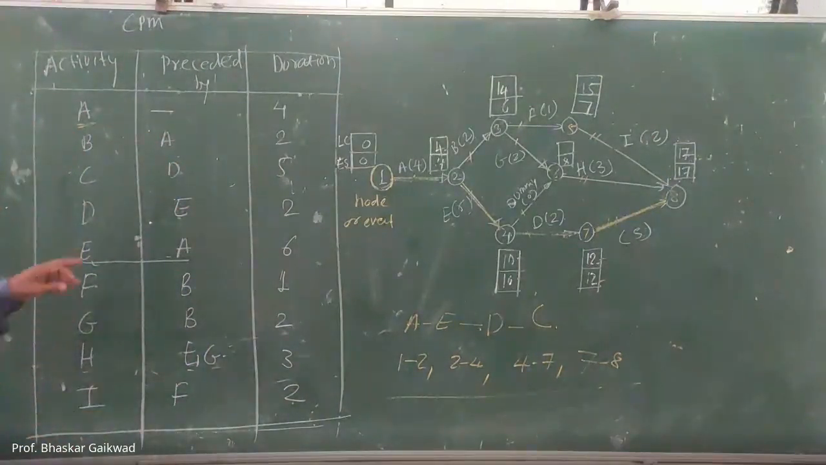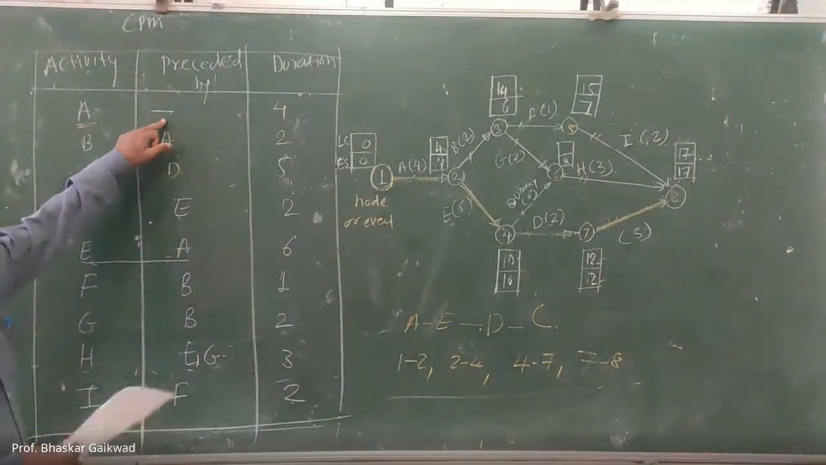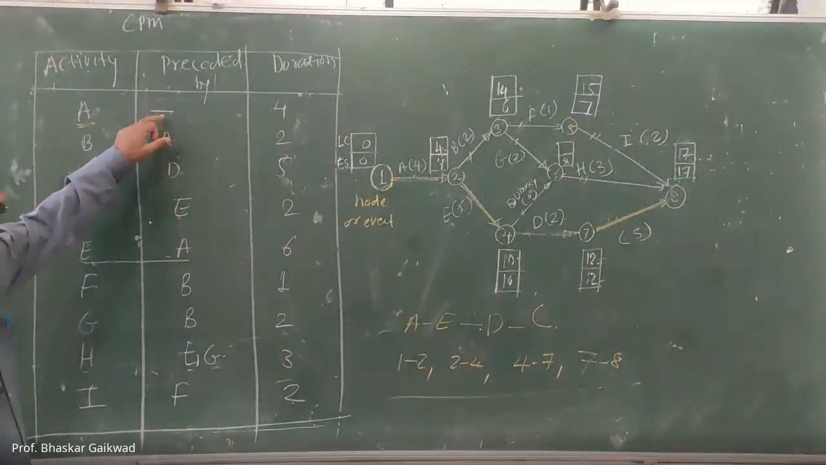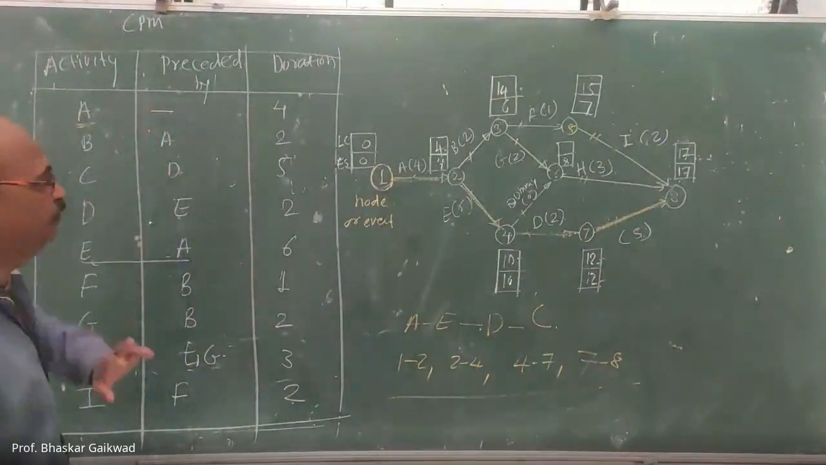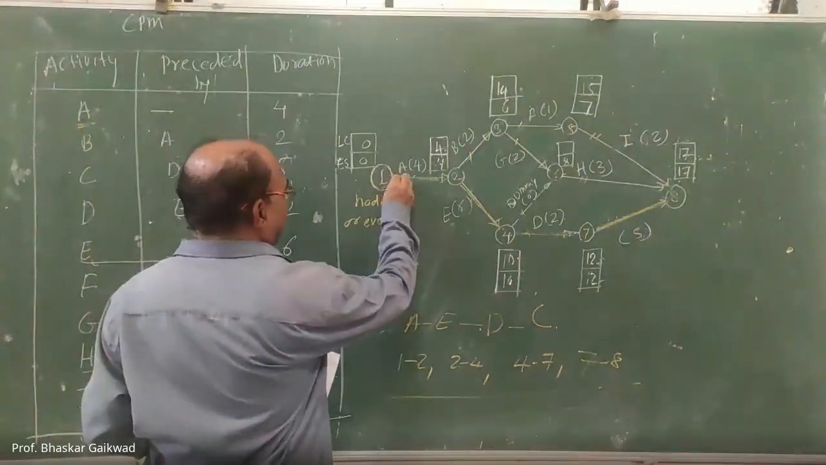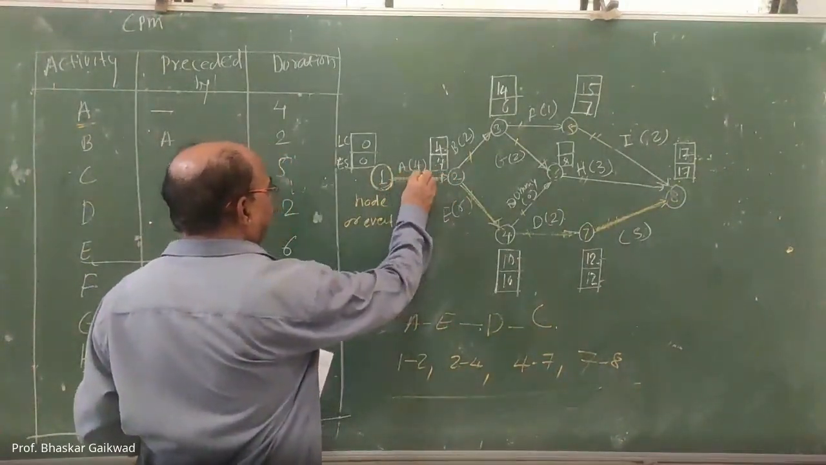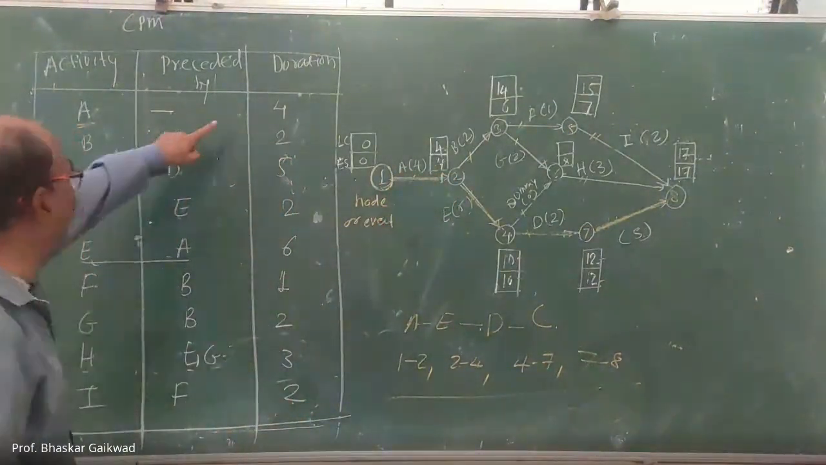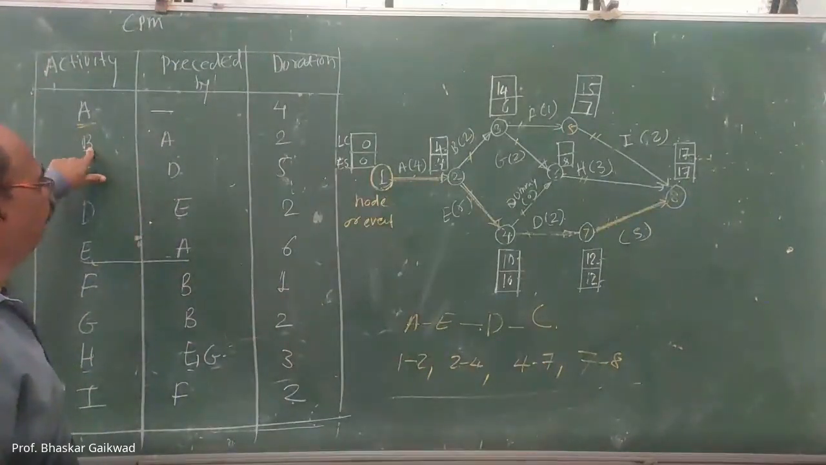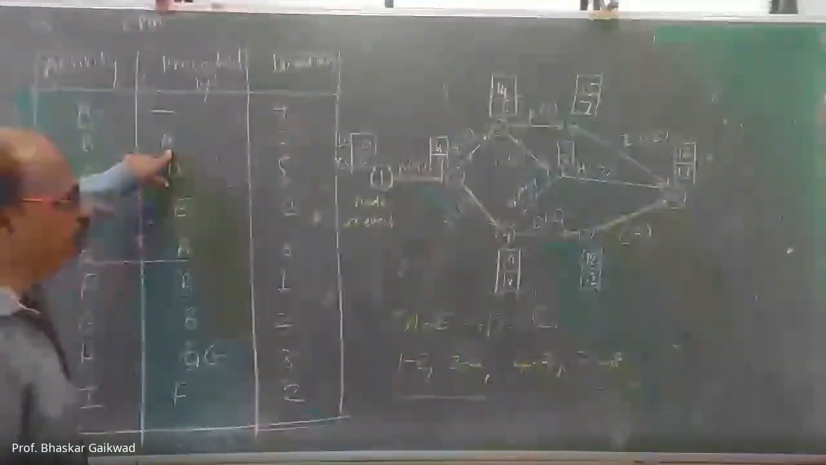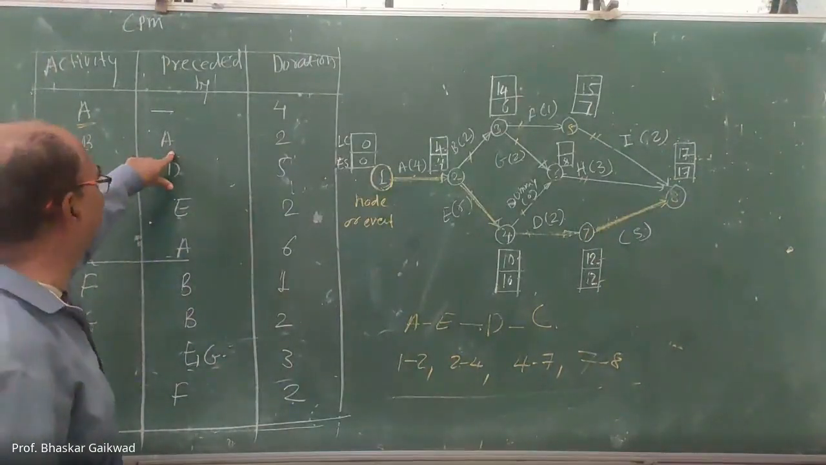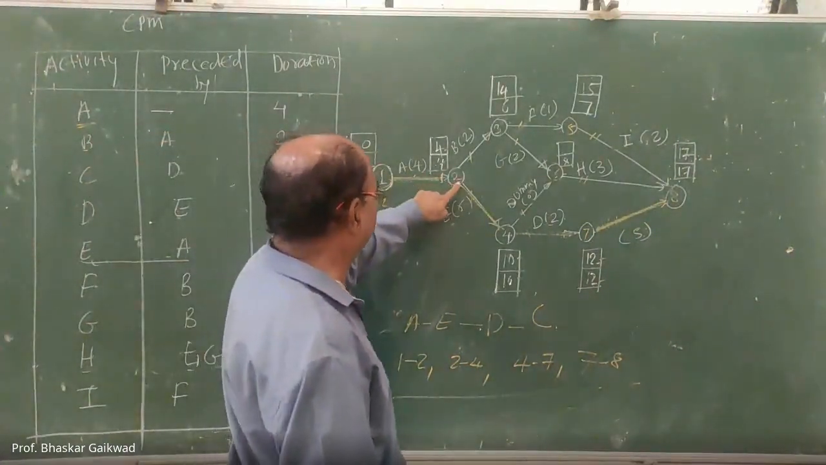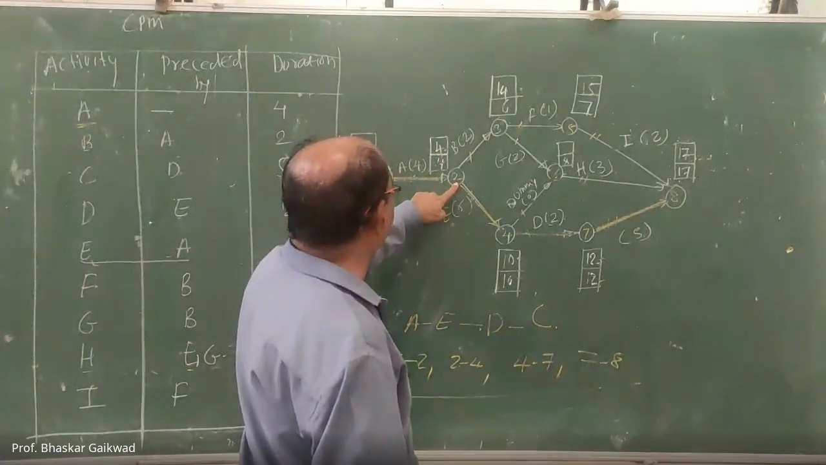Now this activity starts from the one decided activity. Initially there is no activity, so this will start from origin. This is activity A and duration is 4. Now after that, B will start after completing A. Where is the end of A? Here. Now from here B will start.